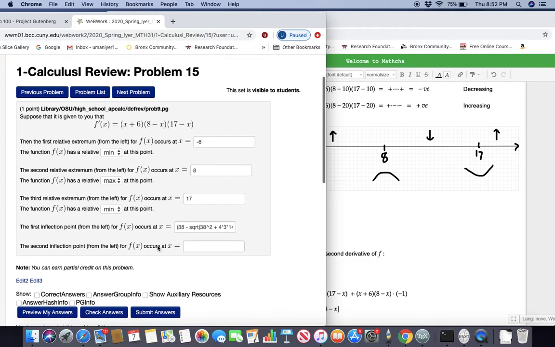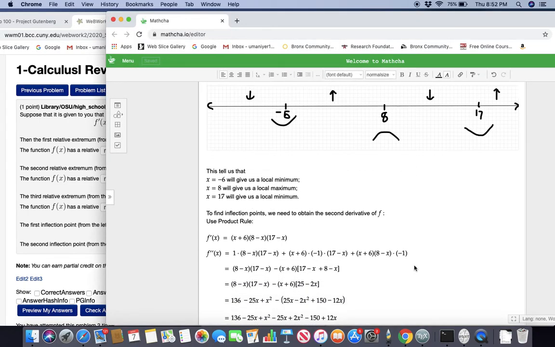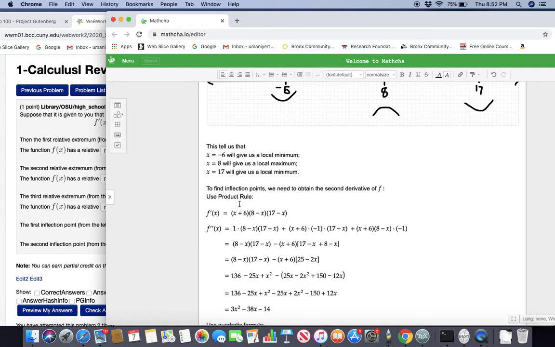Okay. Inflection point. Looks like I have typed in something already. Let's see. The inflection point you have to worry about. To obtain it, you need the second derivative first. You were already given the first derivative, so find the second derivative. This calls for the product rule.